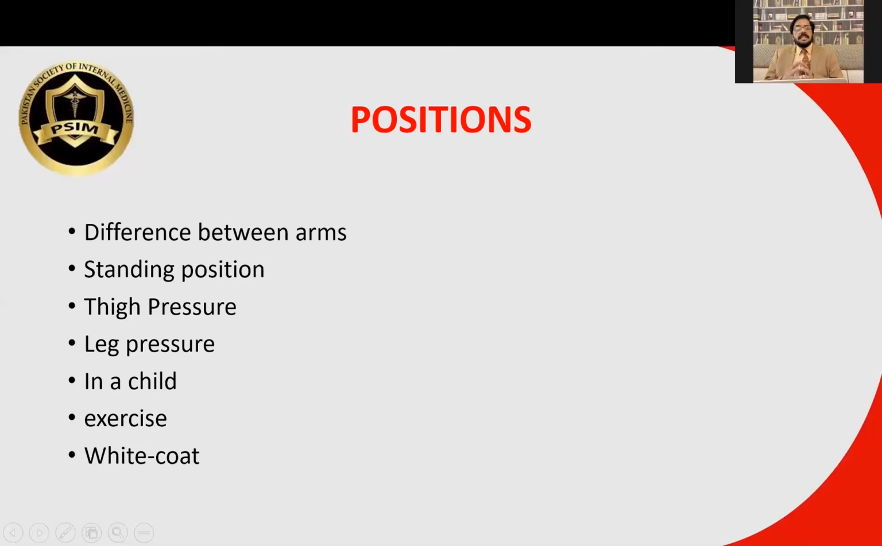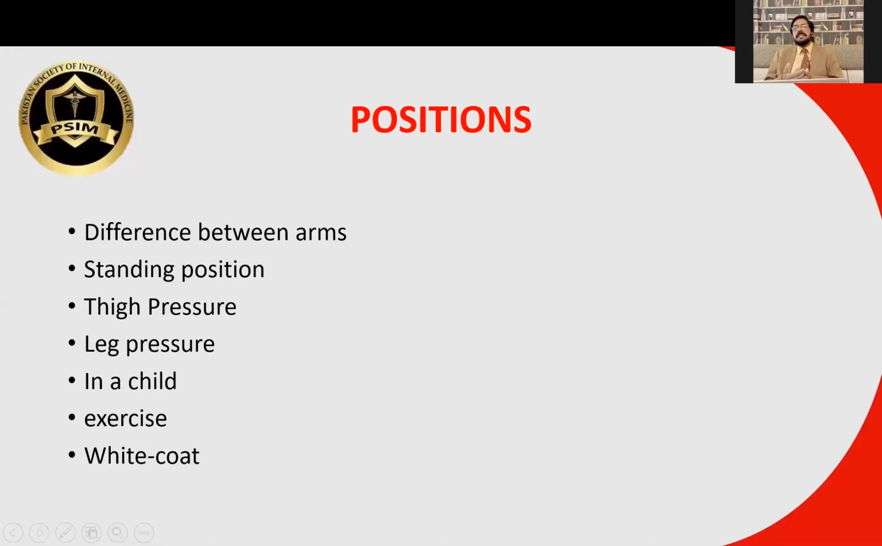Now, this is another, thigh pressure, I've told you. And similarly, leg pressure. Leg pressure is sometimes used for the ankle brachial index in patients who are suffering from peripheral arterial disease. And we come across patients suffering from diabetes, diabetic foot. Then this leg pressure is also very, very important. And for that reason, there is special equipment, the Doppler, by which we can take the blood pressure on the arm on one side and the corresponding leg on the same side, and similarly on the left, both sides. That has to be monitored again. That has to be documented. And then we take the ratio out of it.